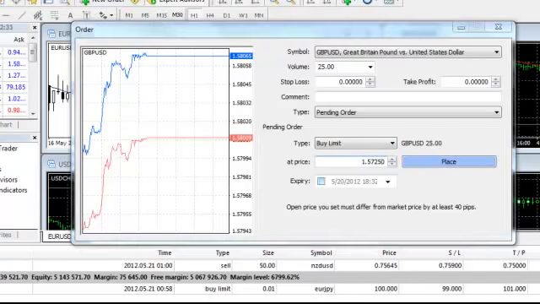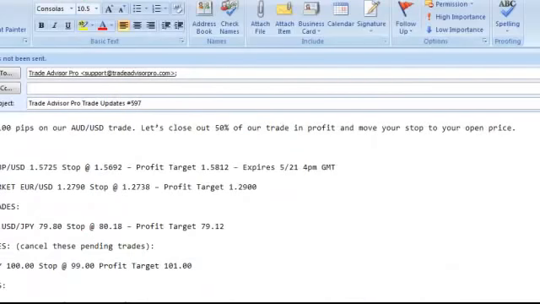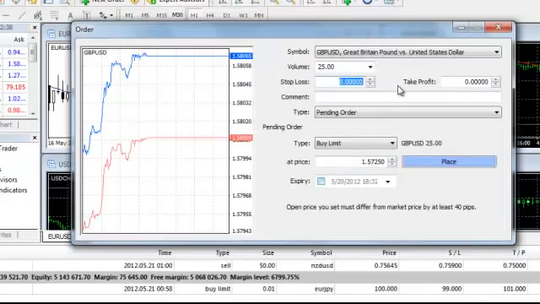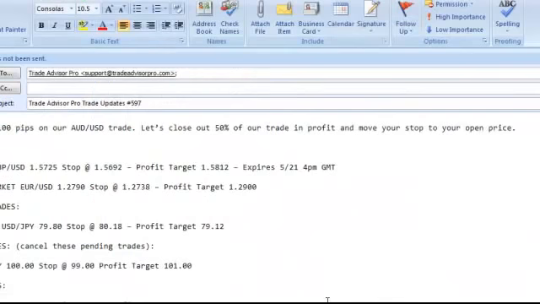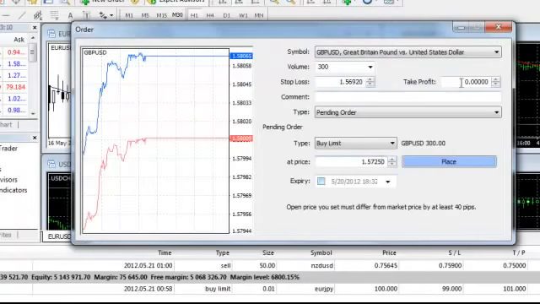Okay, our stop was 1.5692. Oh, one more thing before I finish. You have to put your volume in first. See the price? As soon as I change the number of lots to 300, it wipes out that price. Okay, so enter your number of lots first. So 1.5725. Our stop loss is 1.5692, and our profit target, or your take profit, is 1.5812. Okay, that's what we're looking for to pull our profit.